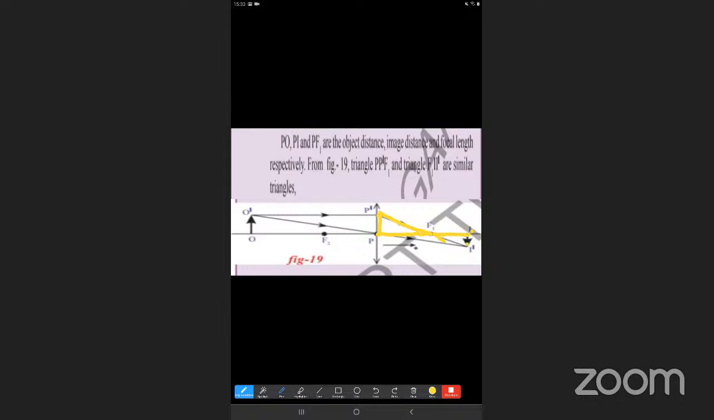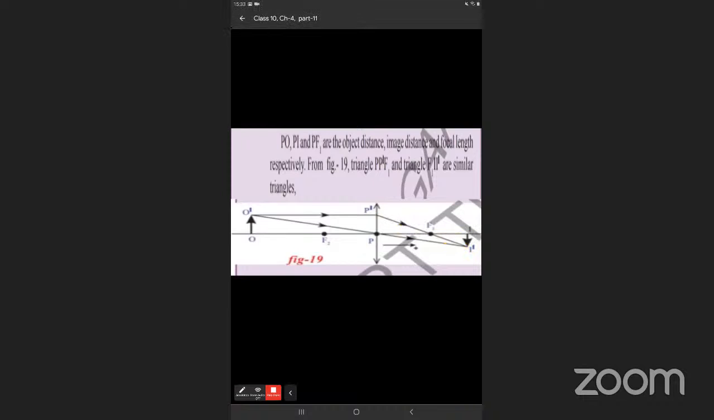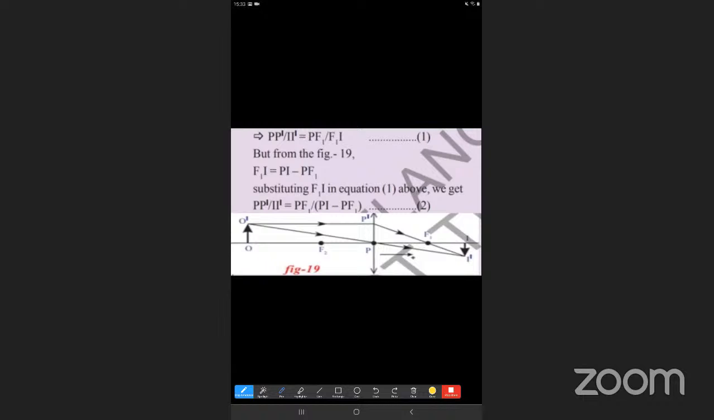So we can say that these two are similar triangles, P'F1 and F1I'. From this we can write P'O' by I'... P'I' because these two are similar triangles, and we can write PF1 by F1I. So P'I' equals PF1 by F1I. Take this as equation 1.